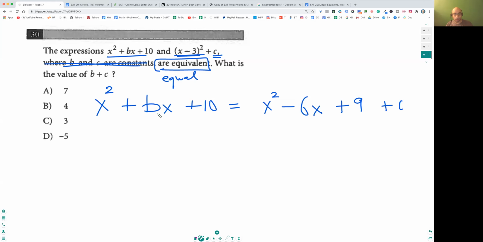Okay, so now all you got to do is you got the x coefficient here. Just compare this. So you're going to write down b is equal to negative 6. That's it. Remember, this is an important problem.